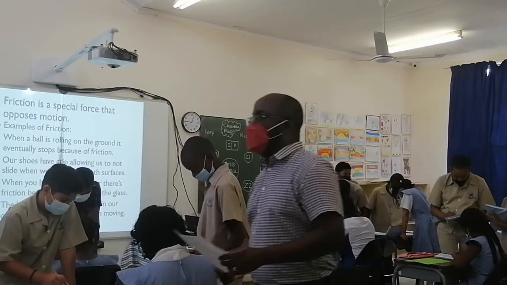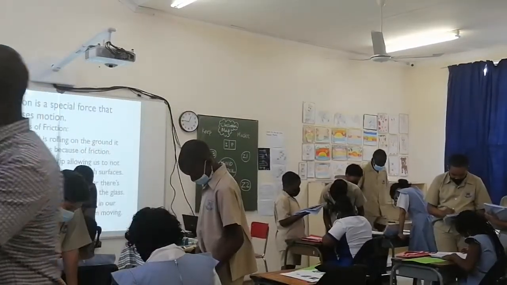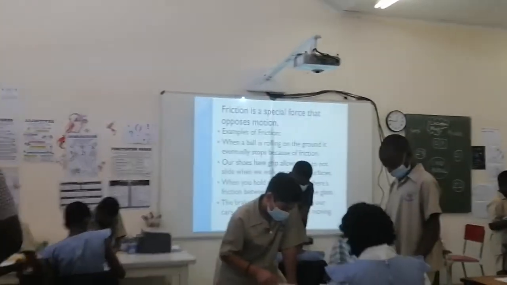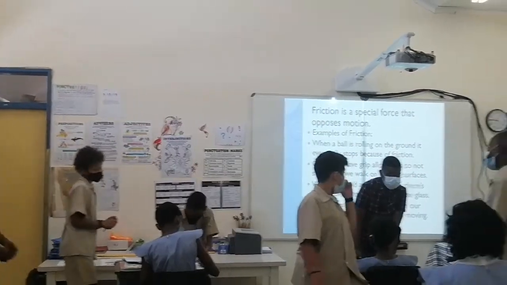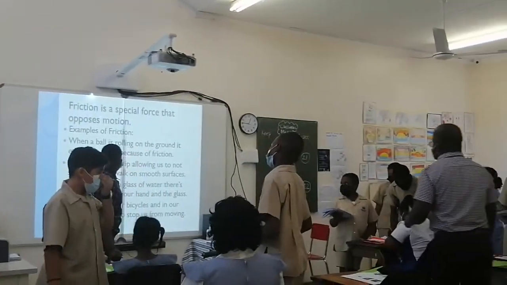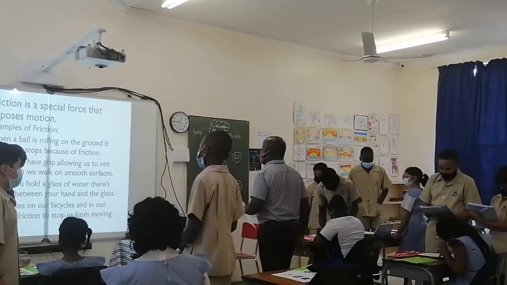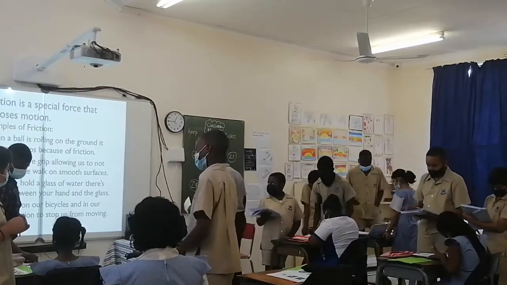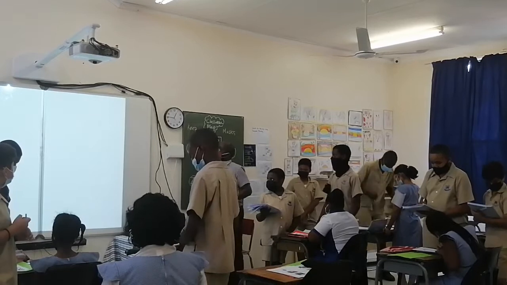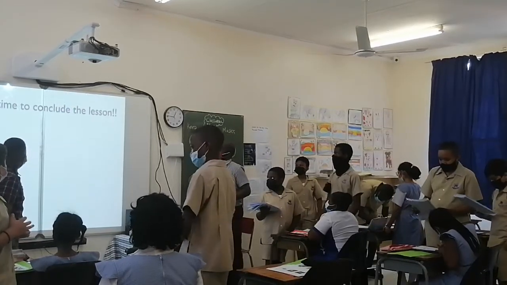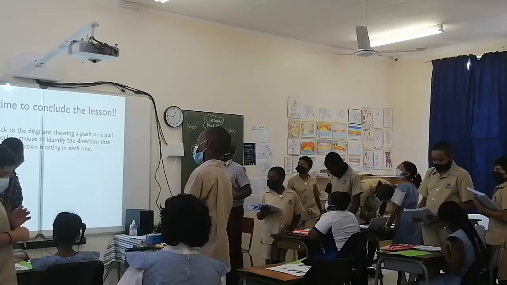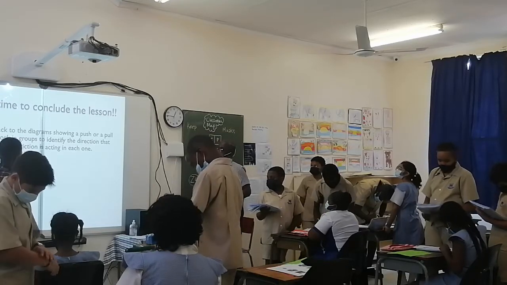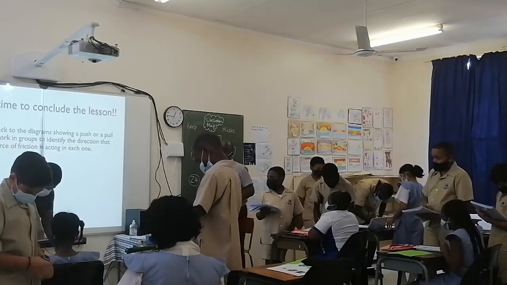Now, for number 4, I want you all to look at the screen, okay? We're going to fill in this worksheet, we're almost done. But now that we know about the force of friction, the next instruction is to conclude the lesson. We're going to go back to the diagram showing the push or pull and work in groups to identify the direction that the force of friction is acting in each one.